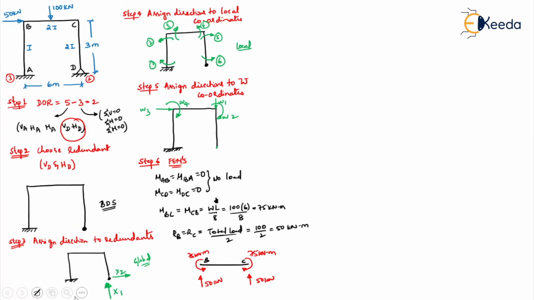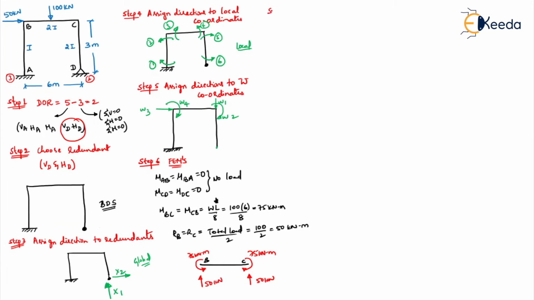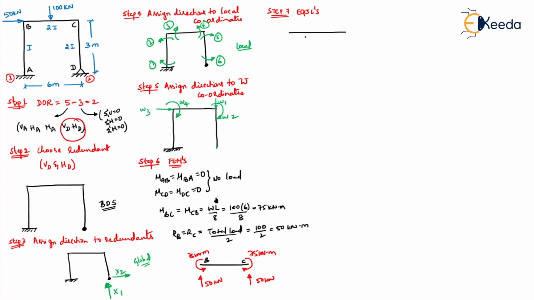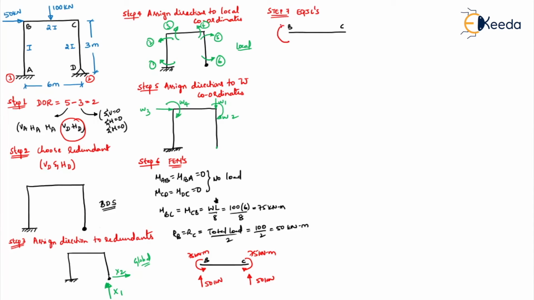B. So once this is done, what we have to do? We have to do our EQJL, step 7. So it's as simple as changing the direction of your fixed end moments. So this is B, this is C, change the direction of the fixed end moments and put it, that will be your EQJL. So here it will be downward and downward. 75, 75, 50 and 50.